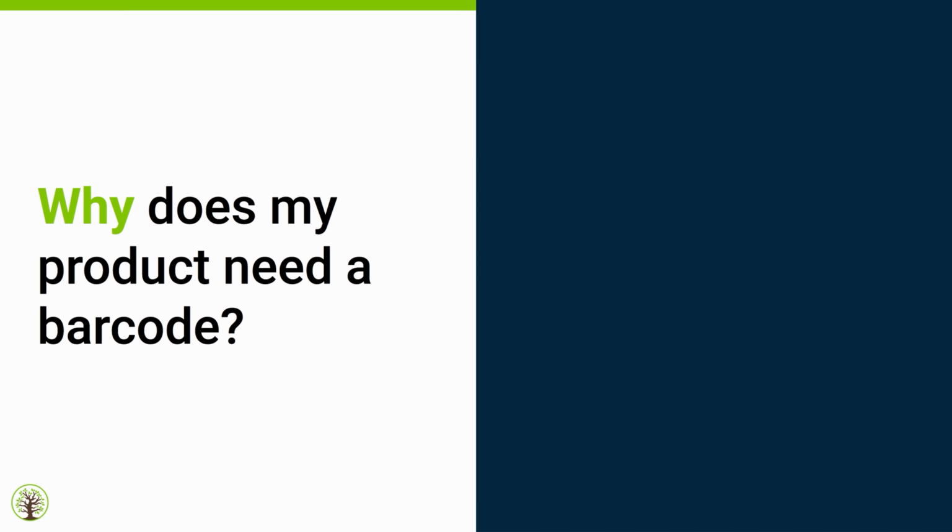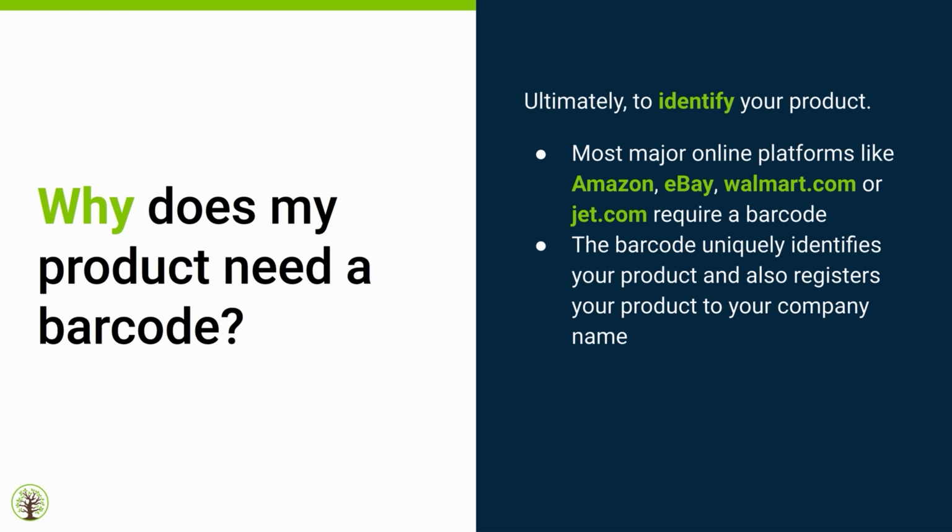So the next question is, well, why do I need a barcode? Why does my product need it? Well, ultimately, the barcode identifies your product. So online platforms like Amazon, like eBay, like Jet, like Walmart.com, they require you to have a product identifier. And the barcode uniquely identifies your product and it attaches it to your brand name. If this is your product, not only does it get its own unique code that identifies this product, but there's another part of the code that attaches it to the brand name or the owner or the manufacturer, that would be your business, to the product.